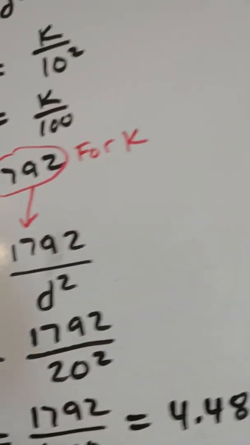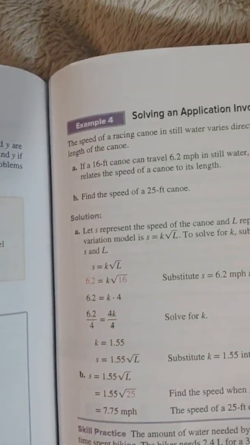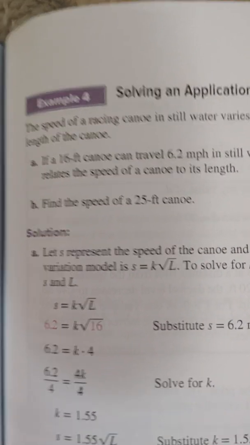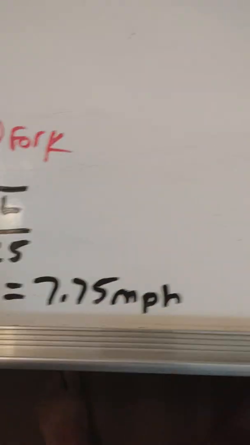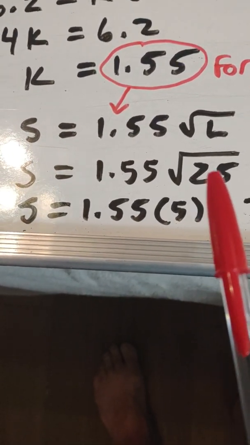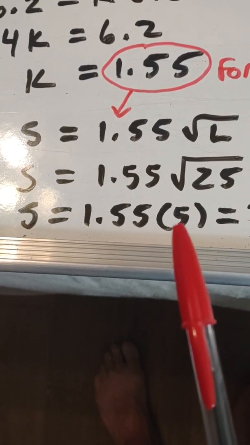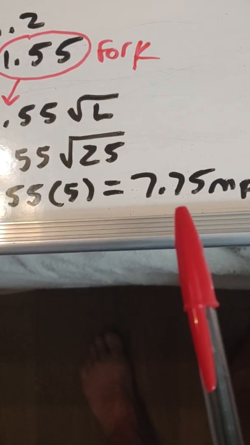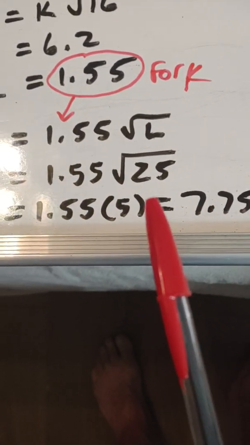Now we go to part B, and it says find the speed of a 25-foot canoe. Well, 25 is the length, so we put in 25. Take the square root of 25, which is 5. 5 times 1.55 gives us a speed of 7.75 miles per hour.